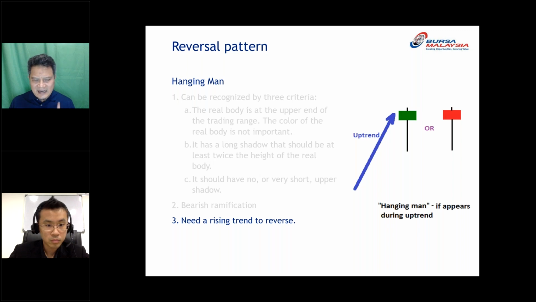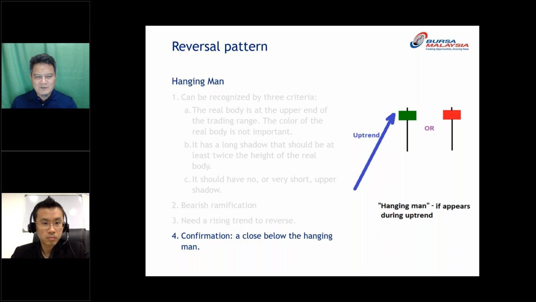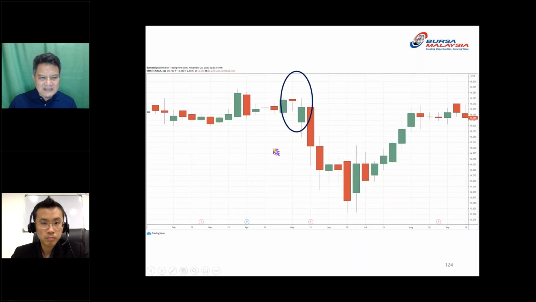It needs a rising trend to reverse, because this is a reversal. We're talking about reversal. For example, the market is in an uptrend, going up, which means the market is creating higher lows. It's getting a higher low, this higher low, and then there is a hammer here. As you can see, the price after that goes all the way down.